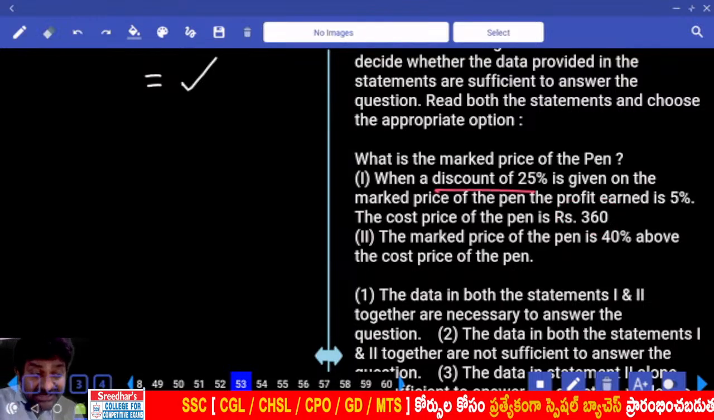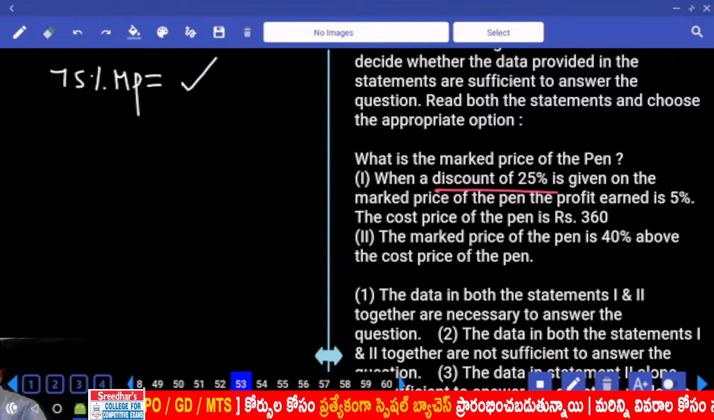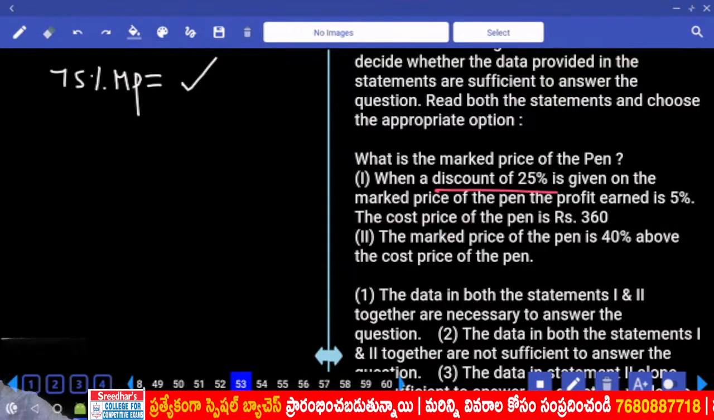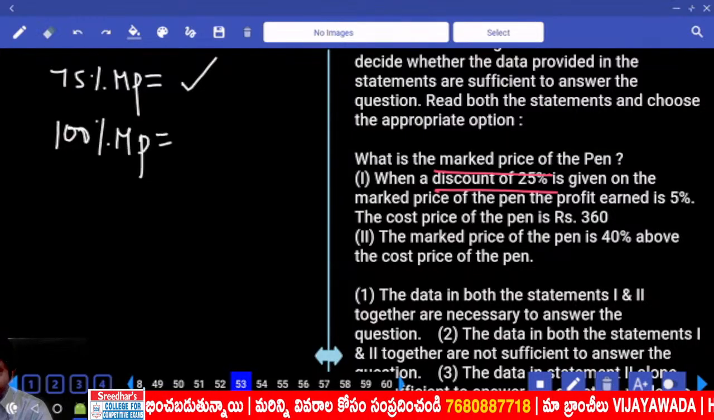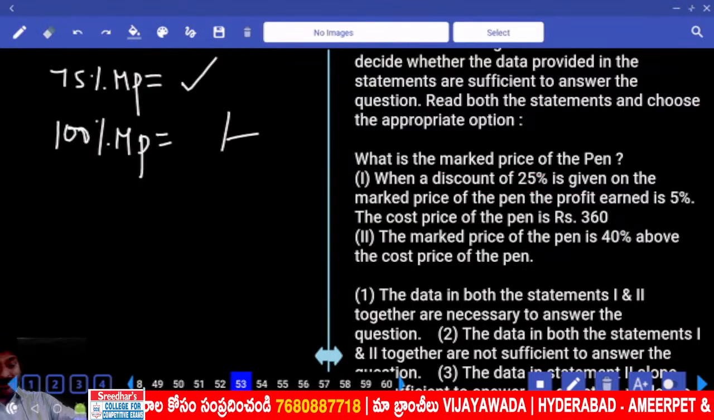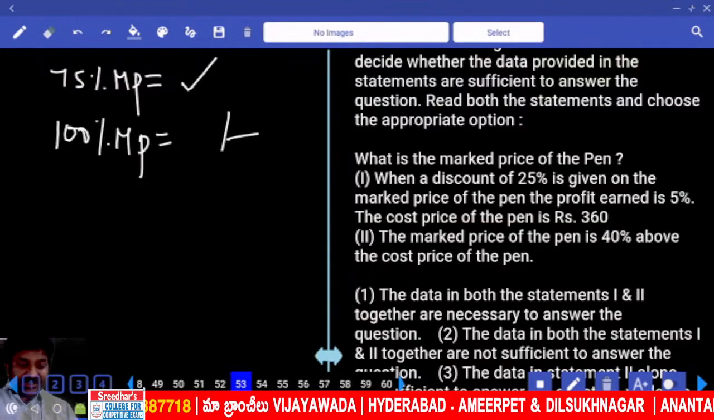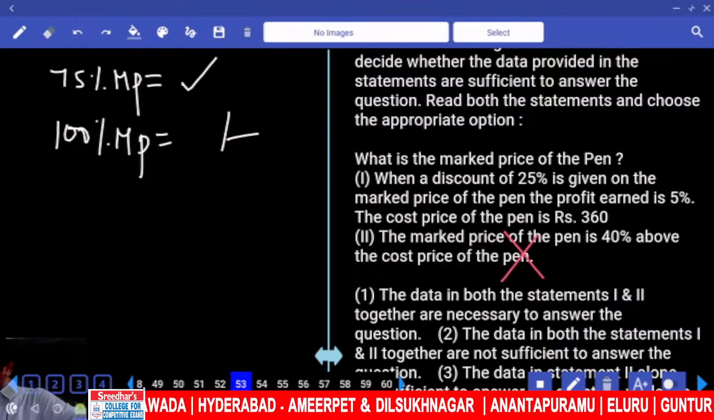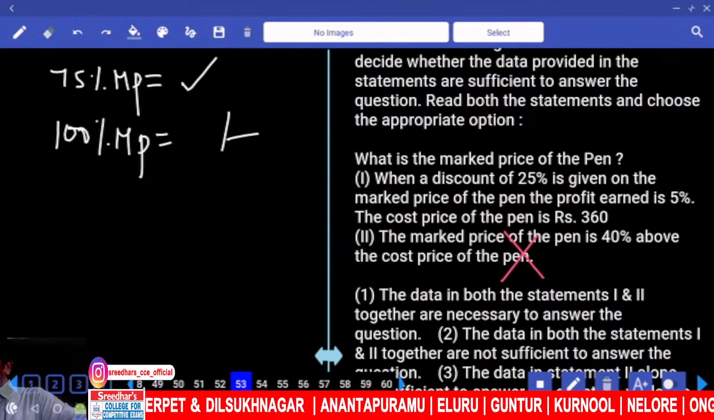In that case, how much discount is offered? That means we are selling it at 75% of the market price. So we know 75% of the market price in terms of a number. So can we calculate the market price, which is 100% of the market price, in terms of rupees? Can we do it? Yes. One alone is sufficient. The market price of the pen is 40% above the cost price. Is this sufficient to answer the question? No way. This alone is not sufficient, and it is not required for us either. Answer: only one alone but not two alone.